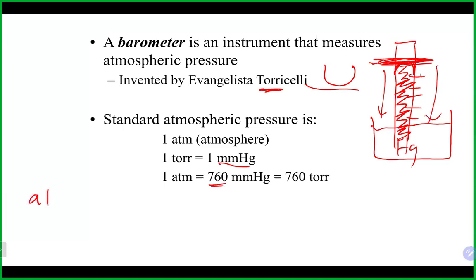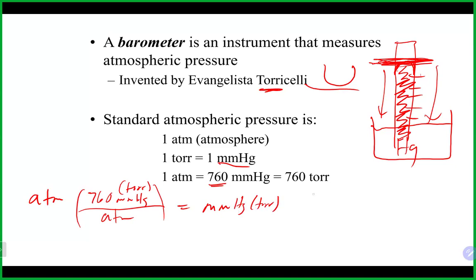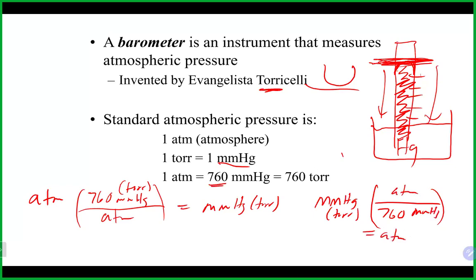So if you have atmospheres and you want either millimeters of mercury or torr, you're going to multiply by 760, and that will get you millimeters of mercury or torr. And obviously the opposite, if you're starting with millimeters of mercury or torr, you're going to divide by 760 to get to an atmosphere. Obviously those conversions you do need to know, so make sure that you know how to do them. Those three, again, are the big three in terms of pressure units.